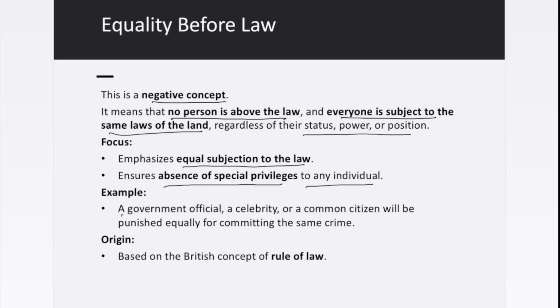For example, a government official or a celebrity or a common citizen will be punished equally for committing the same crime. This is based on the British concept of rule of law. That is, law is supreme. Before law, everybody is equal. That's what we call equality before law.